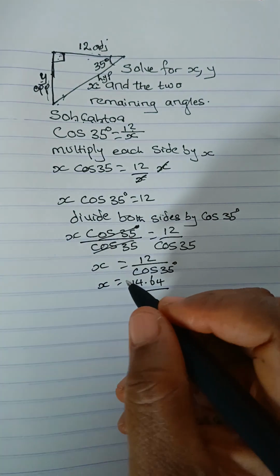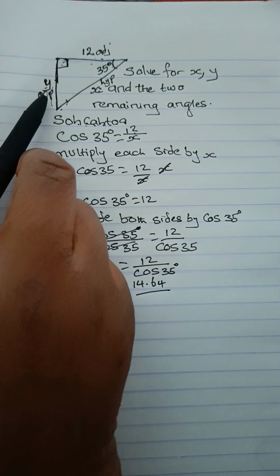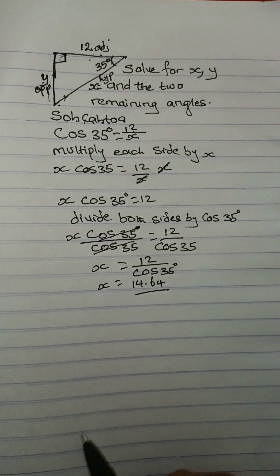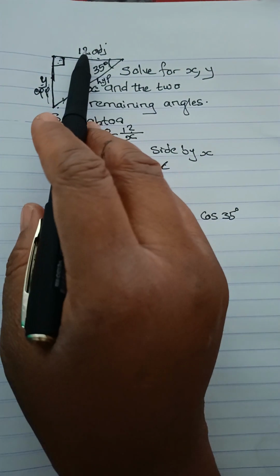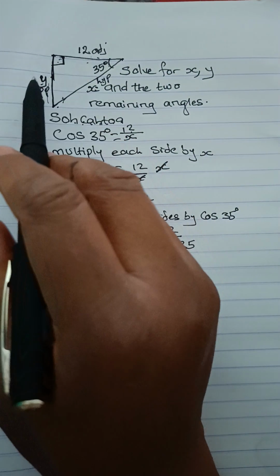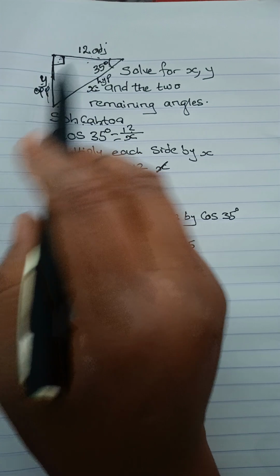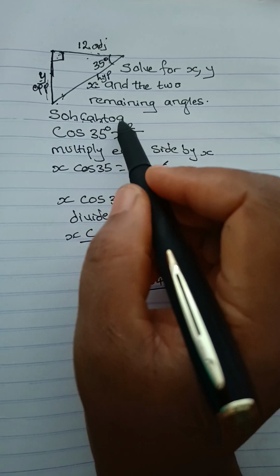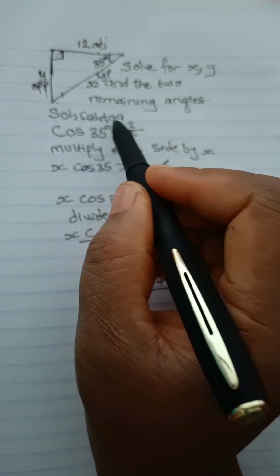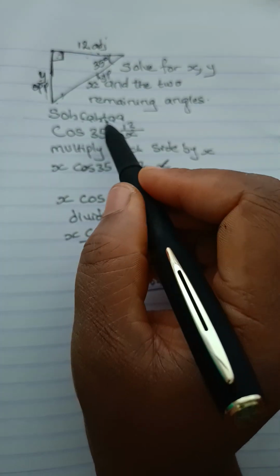So now we found our x. It's time to look for our y. Since we have this adjacent and we want to find the opposite, what do we use here? Adjacent and opposite. I think tan. Tan says opposite over adjacent, so we use tan.